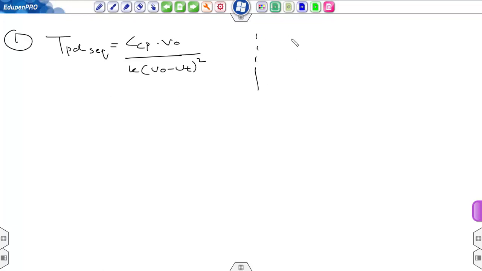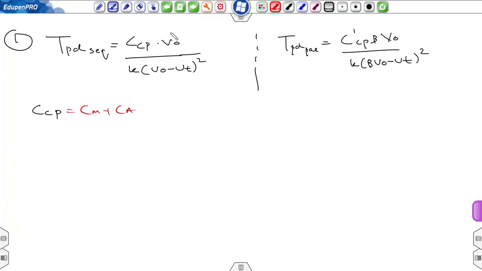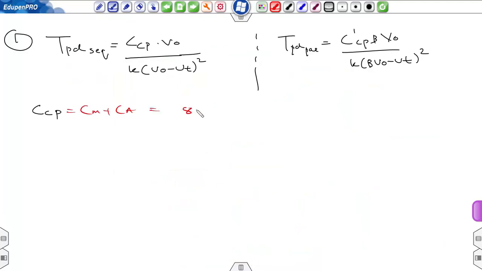Okay, and similarly you have to find TPD for the parallel circuit. So let the capacitance of the critical path be C prime Cp, beta V naught divided by K into (beta V naught minus Vt) whole square. So CCP is given by the addition of the capacitance of the multiplier and adder. Okay, so this is the critical path. This or this also, both are same. So CCP is Cm plus Ca, and Cm is 8 times Ca. So this is 8 Ca plus Ca, this is 9 Ca.